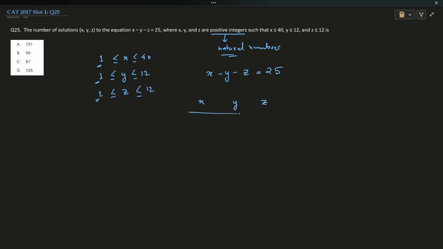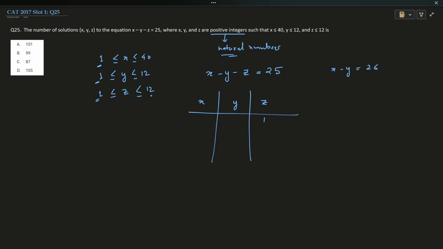Okay guys, for these types of questions always draw a table. So let's say z is 1. Why am I starting with z? Because z is the minimum, right? The range of z is minimum. You can also start with y, okay, but don't start with x. Like you can get the correct answer, but the range is quite long, so I prefer not to start with that variable. So if z is equal to 1, so x minus y will become 26, right?